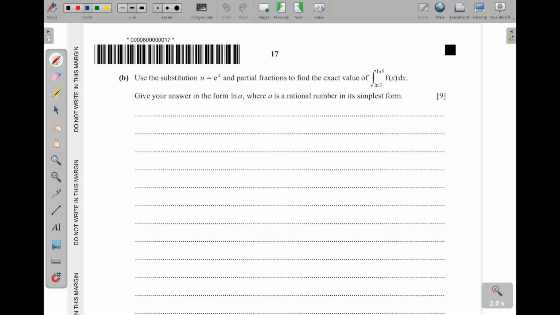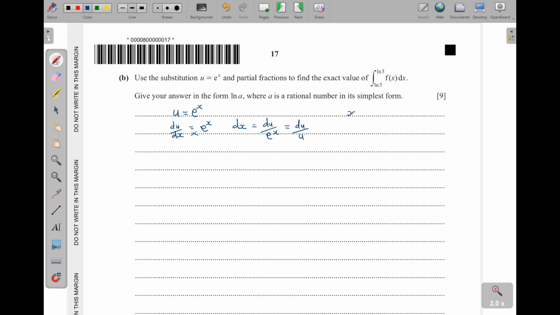Now, the variable has changed. So u is equal to e to the power of x. Then we need to differentiate this one. So du dx is going to be equal to e to the power of x. So when you cross multiply, you express now dx in terms of du. So it will be du out of e power x. Then actually this one is the same as saying du out of u, because e to the power of x is u.